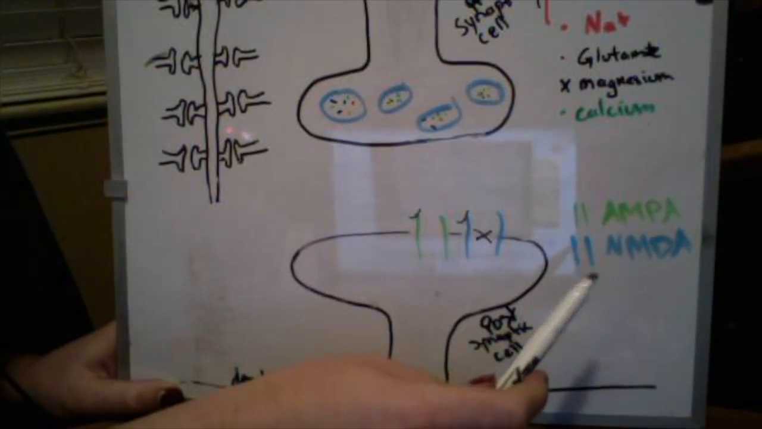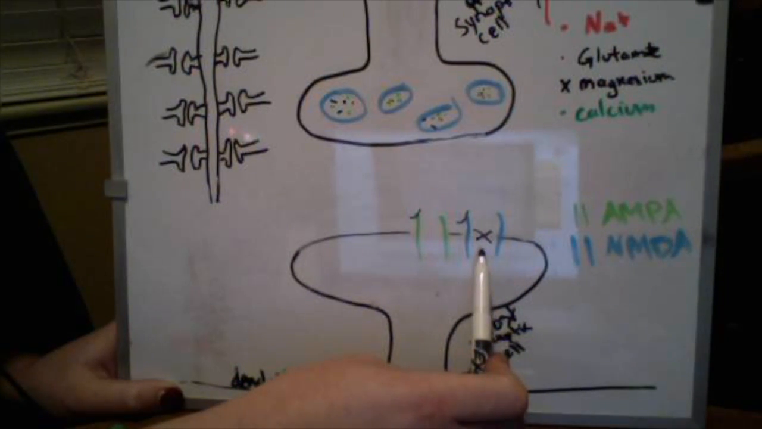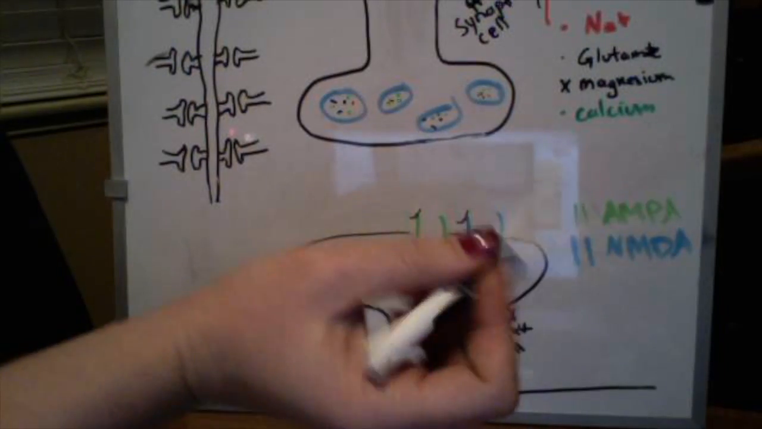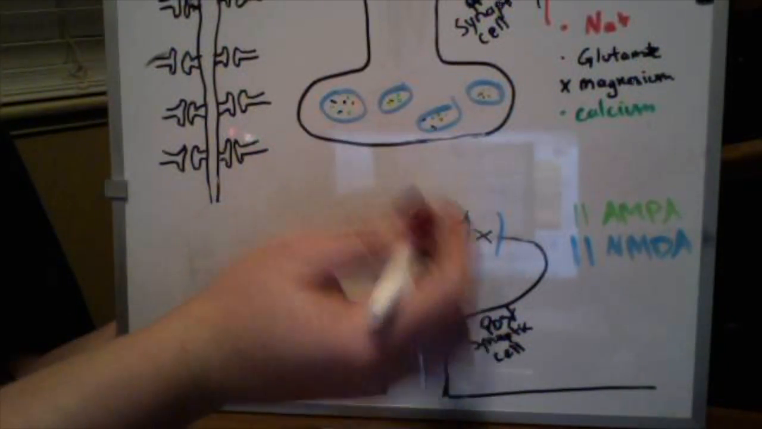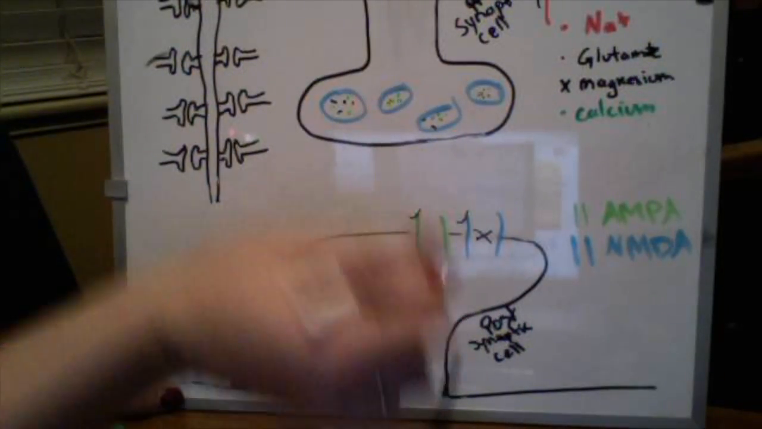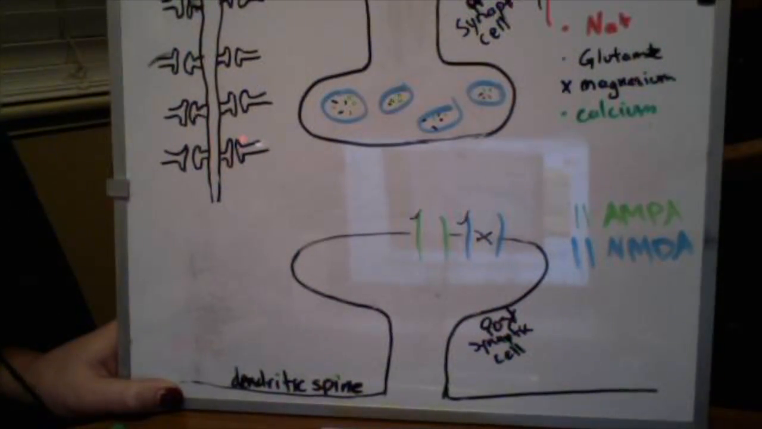Inside an NMDA receptor, we have a magnesium ion that's actually blocking the channel, which we'll talk more about later. And then in here I have just glutamate ions. And this is a presynaptic cell and my postsynaptic cell. So let's get to it.